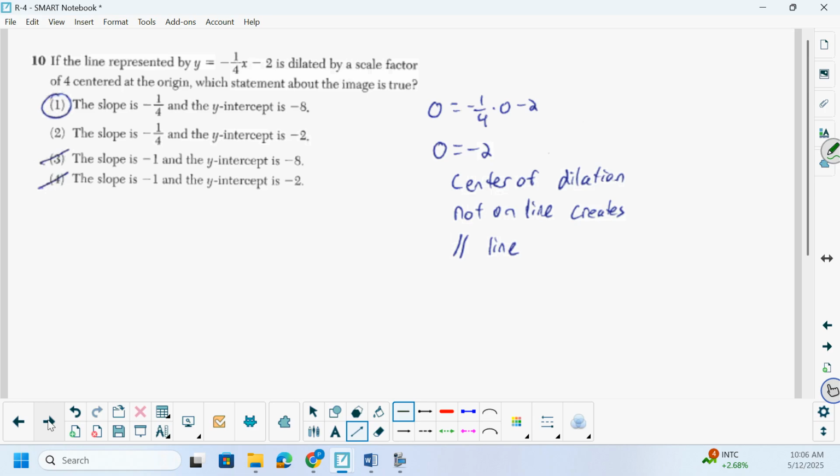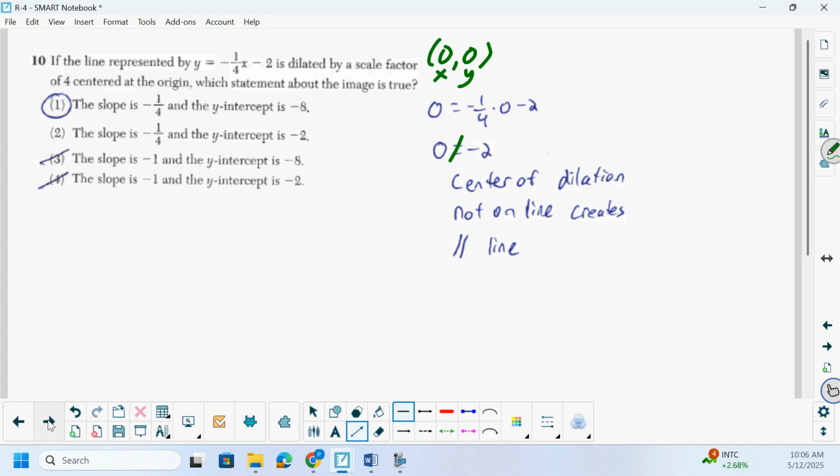For 10, we're dilated, scale factor 4 centered at the origin. So the first thing we want to do is test that point 0, 0, which is the origin. Sub it in for x and y and see if it gives us back a true statement. When we fill that in for x and y in our equation and neaten up, we get 0 equals -2. That is not a true statement. So because the center of dilation is not on the line, it should create a parallel line.